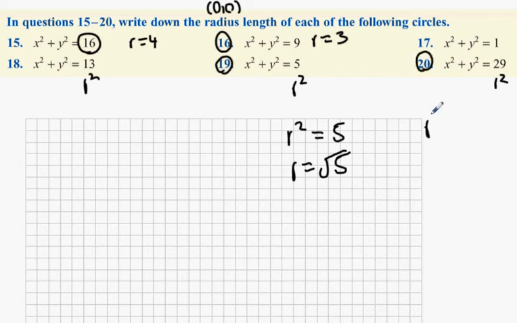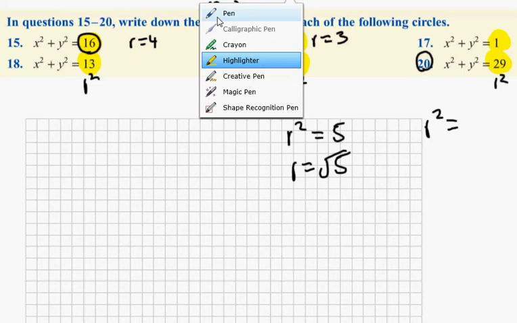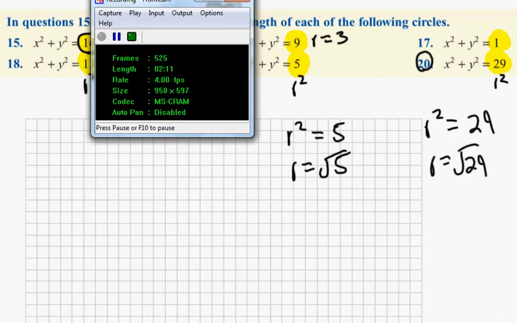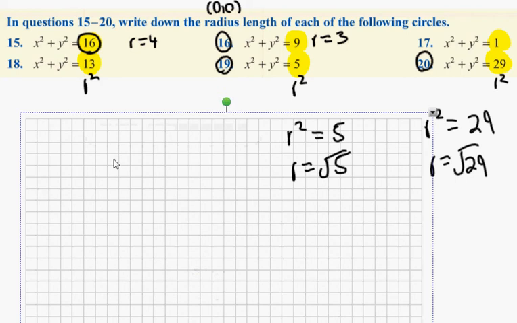What about question 20? What's the R squared value? R squared always equals these numbers here. These are all the R squared values. So what's the R squared value for question 20? 29. And what's the answer for R then? Root 29. Alright with that? Any questions? Okay.